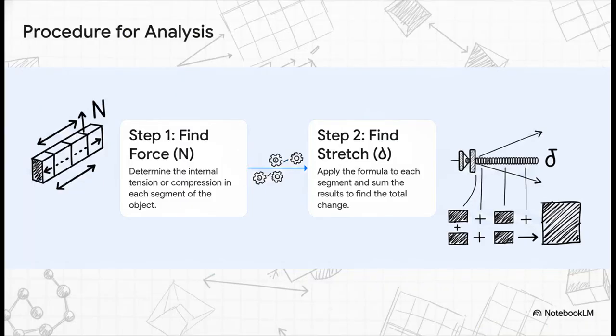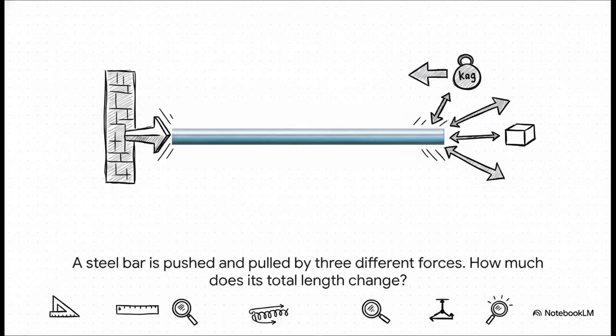So the process is actually very methodical. It's a two-step dance. First, you figure out the internal force. That's our N for every single section of the object. Then, once you have all those forces, you just plug them into our trusty formula, calculate the stretch for each piece, and add it all together. So check this out. It's a classic problem. We've got this steel bar, it's fixed on one end, and it's being pushed and pulled by 3 different forces. The big question is, does the whole thing get longer or shorter in the end, and by exactly how much?